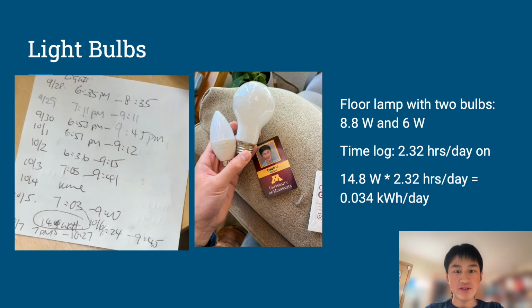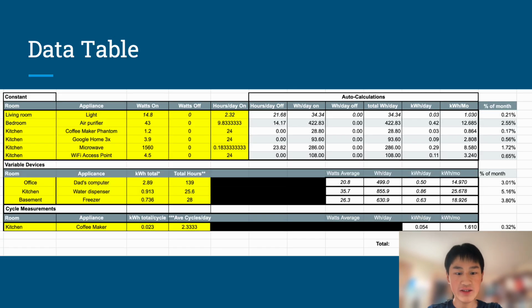For the light bulbs, we had a floor lamp with 2 bulbs, a top bulb and a bottom bulb. Added together, it's 14.8 watts. On average, the time log said we used it 2.32 hours a day, and so that gets us about 34 watt hours every day. Here's my data table.